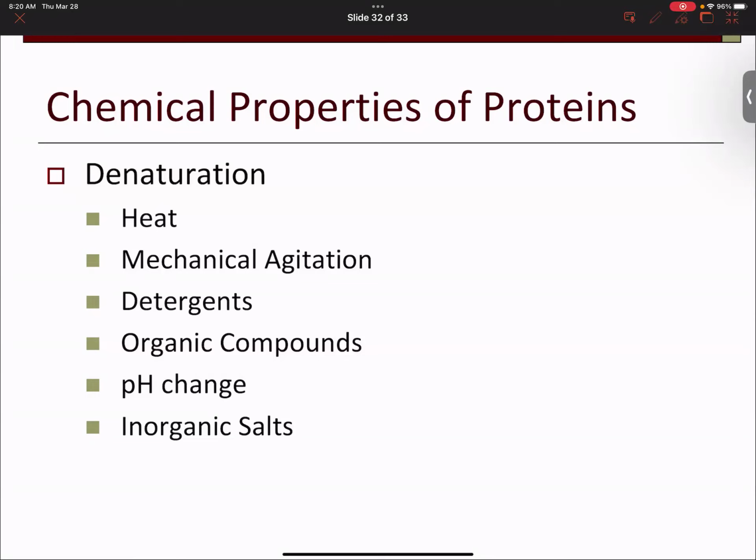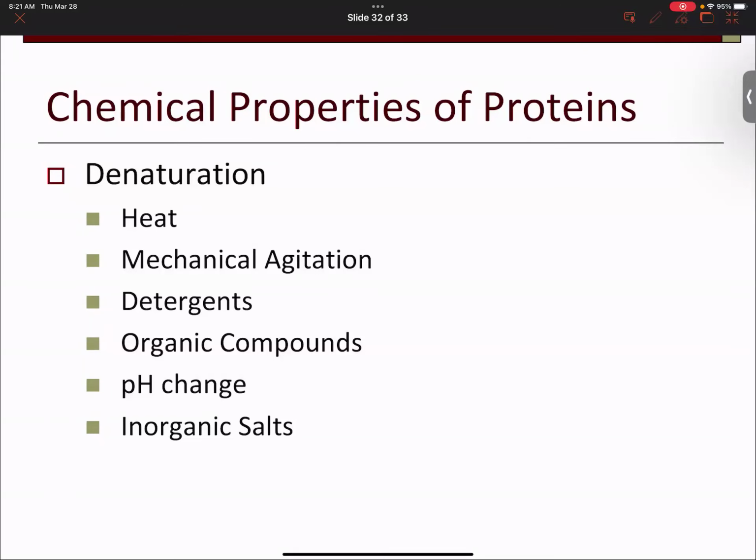So these are just some ways that you can denature your proteins. Basically, anything that comes in and can interrupt side chain interactions or interrupt that secondary structure can denature a protein.